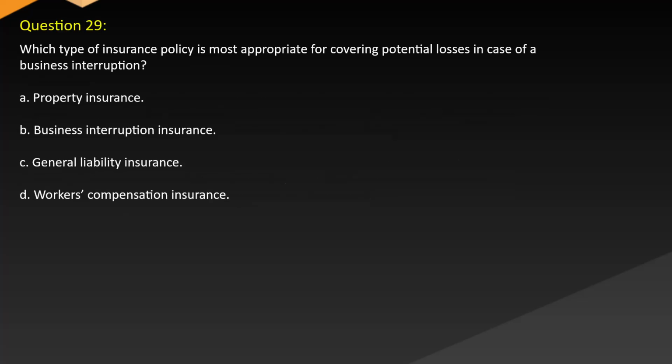Question 29. Which type of insurance policy is most appropriate for covering potential losses in case of a business interruption? A. Property insurance. B. Business interruption insurance. C. General liability insurance. D. Workers' compensation insurance.